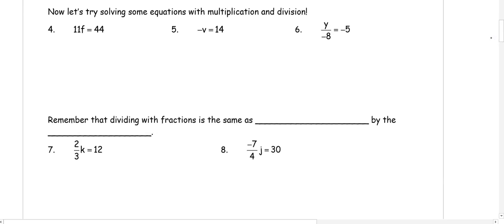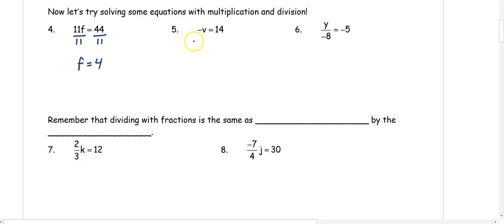Now let's try some equations with multiplication and division. So number 4, we have 11f equals 44. So the opposite of multiplication is division. So we're going to divide by 11. F equals 4.